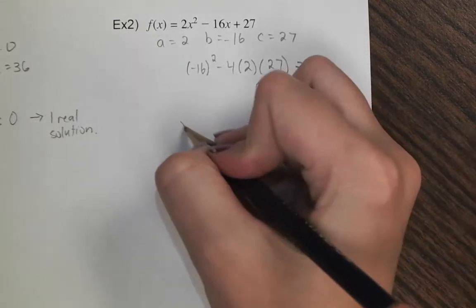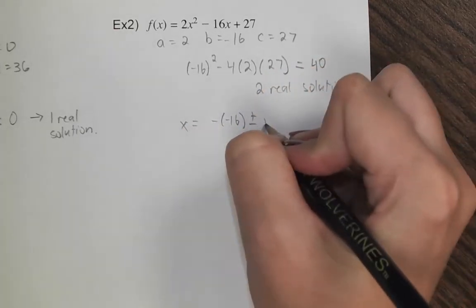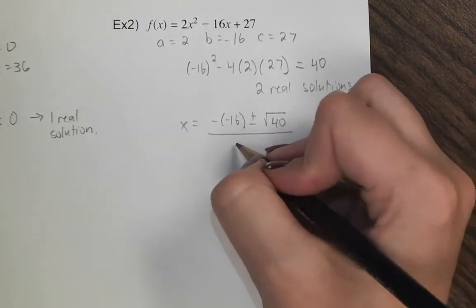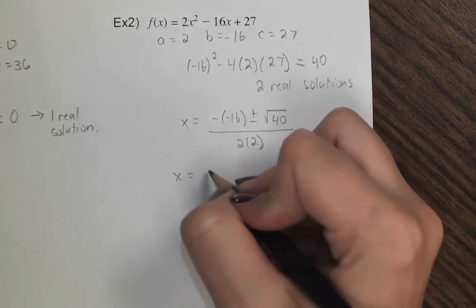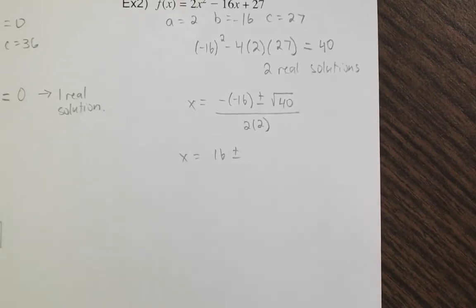So I have negative b plus or minus square root of the discriminant is what we found, so that's 40 all over 2a. Now we'll do some simplifying. Okay, 40 I need to simplify. In Algebra 1 you can get a decimal answer, Algebra 2 no way.